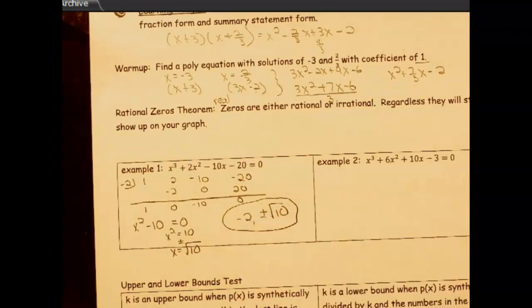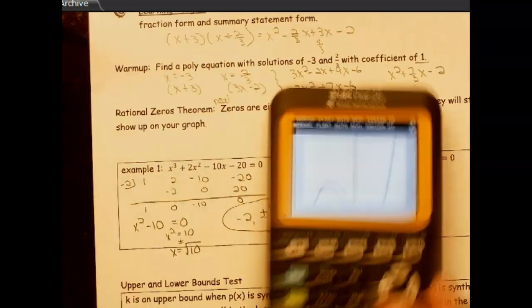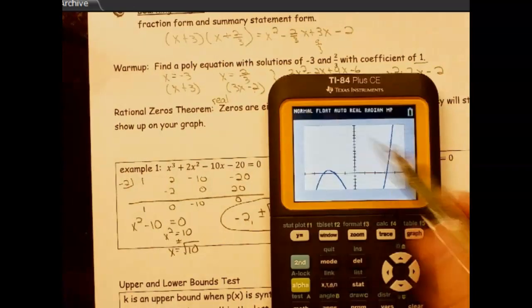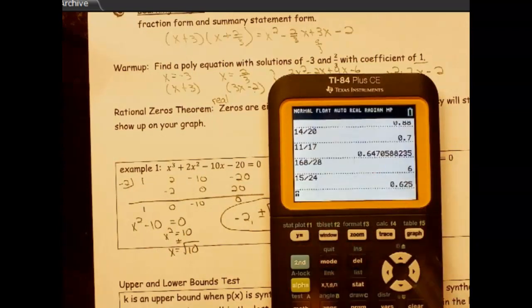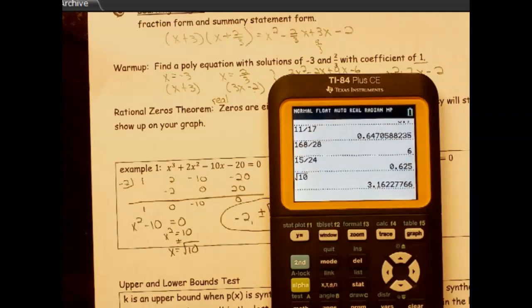And if I wanted to check those, I could see what the equivalent decimal is for radical 10 and then confirm those that I've got. This would be a positive radical 10 and this would be a negative radical 10. And if I check the square root of 10, I get 3.1. And if you look at both of those intercepts, they look approximately the same.